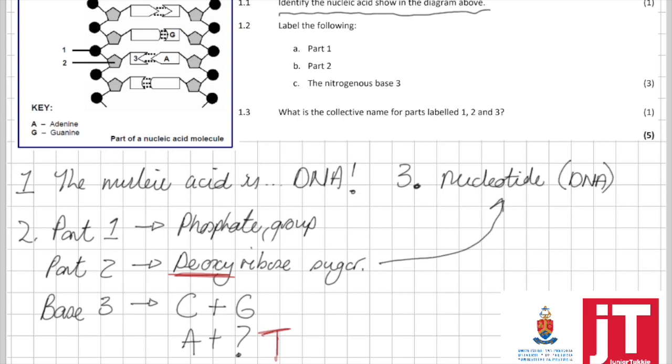Now question number 1.3 says, what is the collective name for parts labeled 1, 2, and 3? Part number 2 we know is deoxyribose, so we can't simply say nucleotide anymore. We need to make sure we are including the fact that it is a DNA nucleotide in this specific example.